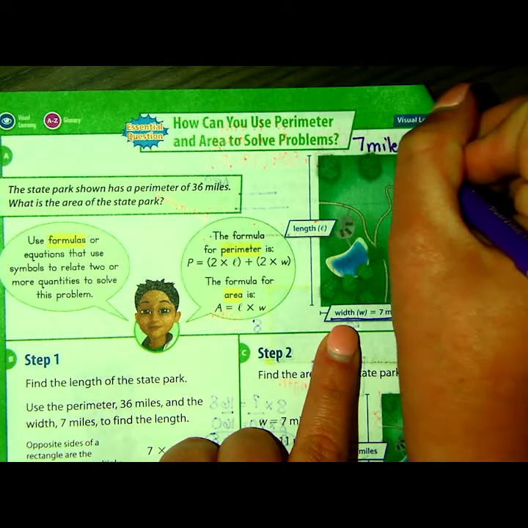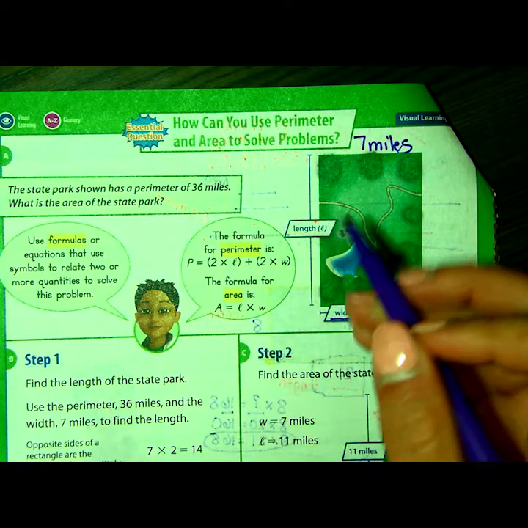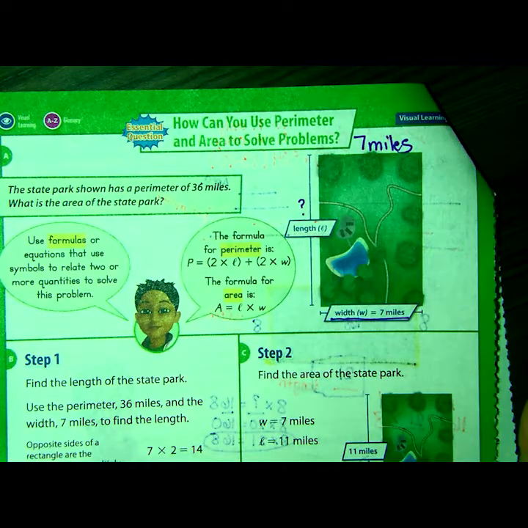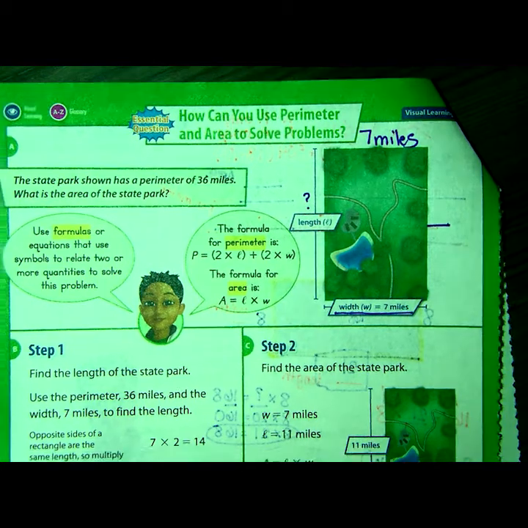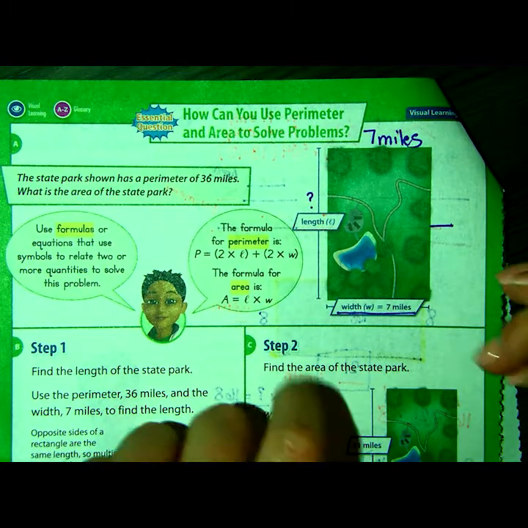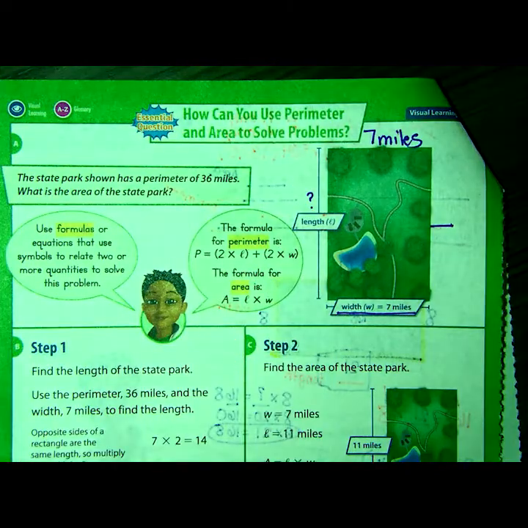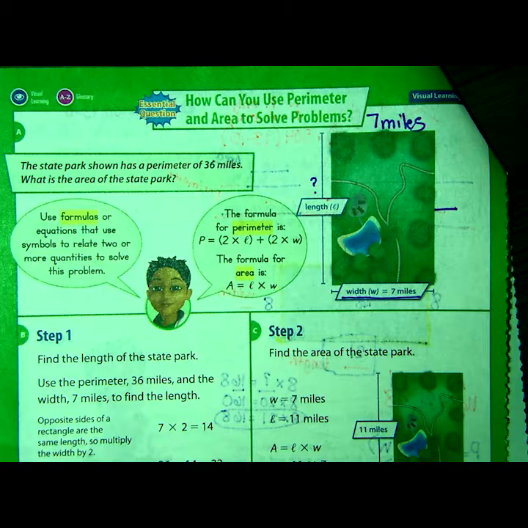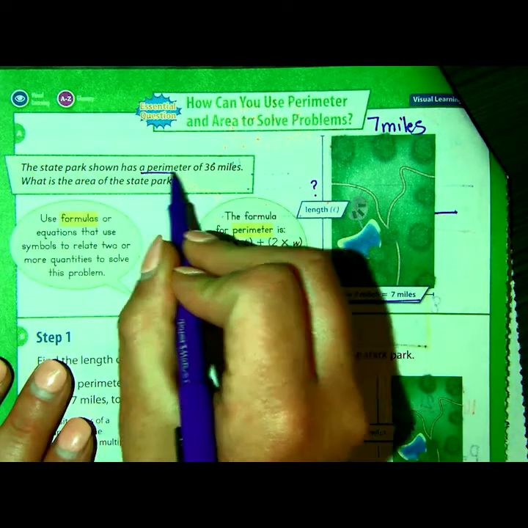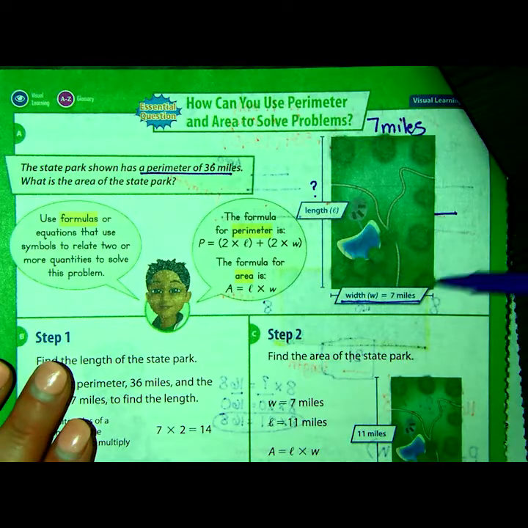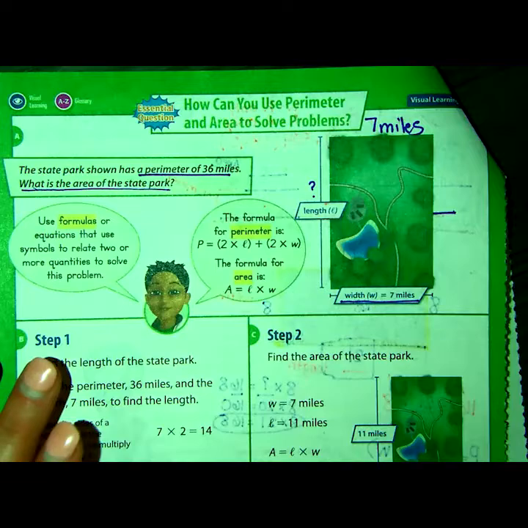But this side right here, length, they're using a cursive L. That part is unknown. But we know that this side is also going to be the same as this side. We know that because we know rectangles have equal length opposite sides. So now let's see what they want to know. The state park has a perimeter of 36 miles, so the distance all the way around is 36. But they want to know, what is the area of the state park?